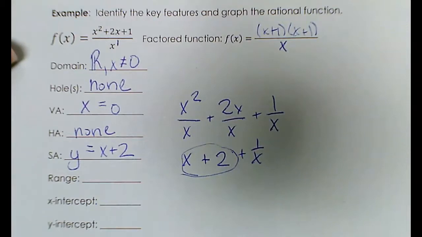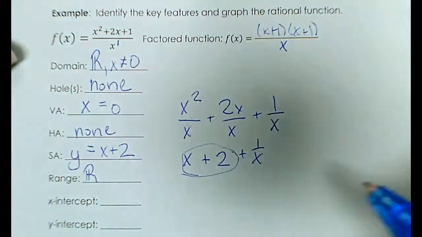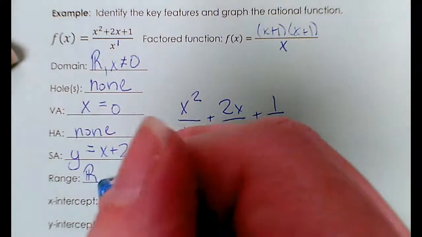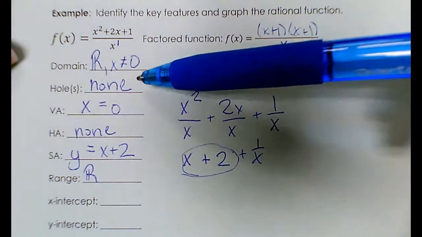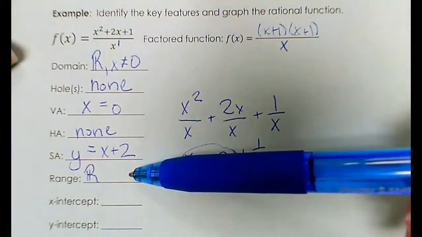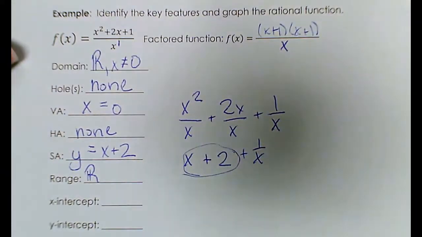Okay. The range. All real numbers. It's got to start out with that because it is a hyperbola, so it's going to go from negative infinity to positive infinity. But we need to see if there are any holes or any horizontal asymptotes that might remove some y values. So do we have any holes? No. Horizontal asymptotes? No. So anything keeping the range from being all real numbers? No. So the range is all real numbers.